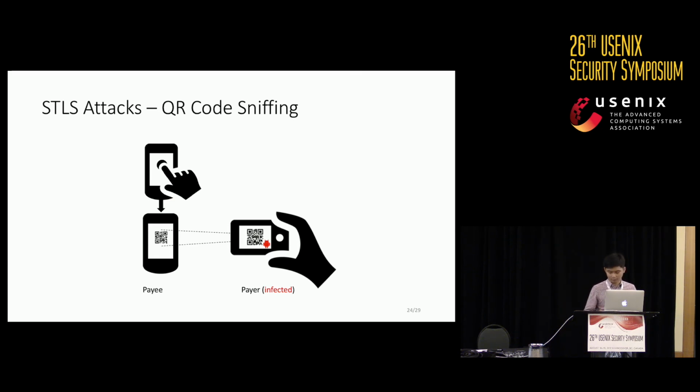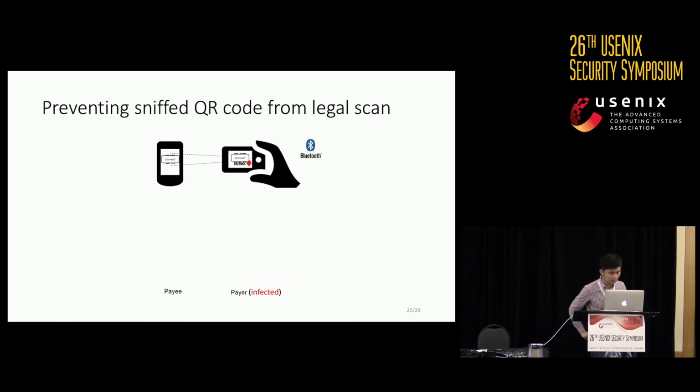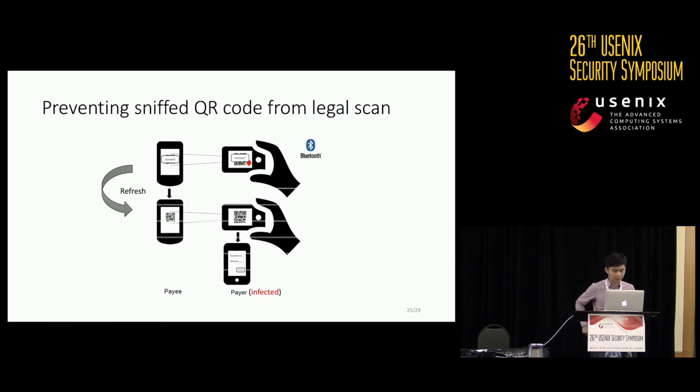So the sniffing is not difficult, but how can the attacker prevent it from being legally used? Immediately the malware can launch a Bluetooth pairing request to the nearest phone. After that, both phones will display windows asking for confirmation from users to confirm the Bluetooth pairing request. And immediately the malware cancels the pairing request. So the window will disappear.